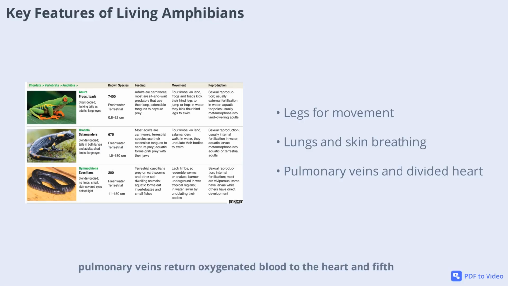Fourth, pulmonary veins return oxygenated blood to the heart. And fifth, a partially divided heart separates pulmonary and systemic circulation. These adaptations are essential for their dual life in water and on land.